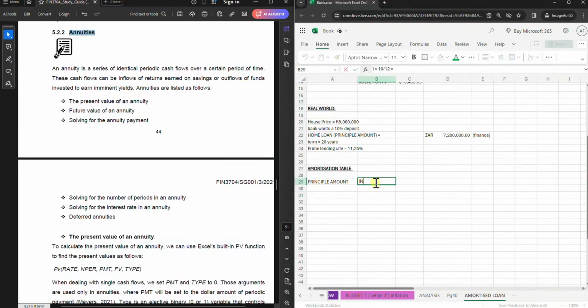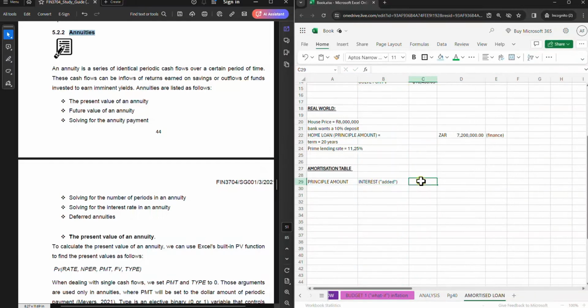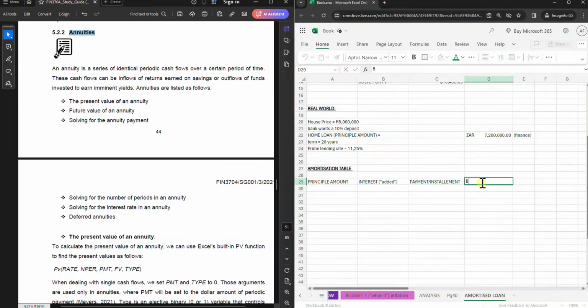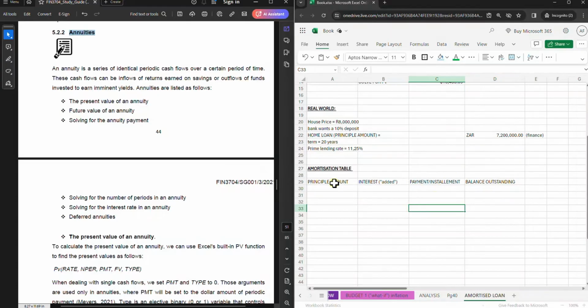Okay, there's going to be interest that's, in inverted commas, added to the loan every month. And then obviously you're going to be making your payment or your installment, your debit order. After you've made your payment, you're then going to have the balance that's outstanding. Does that make sense? Yes. Okay, so that's basically how the table works.